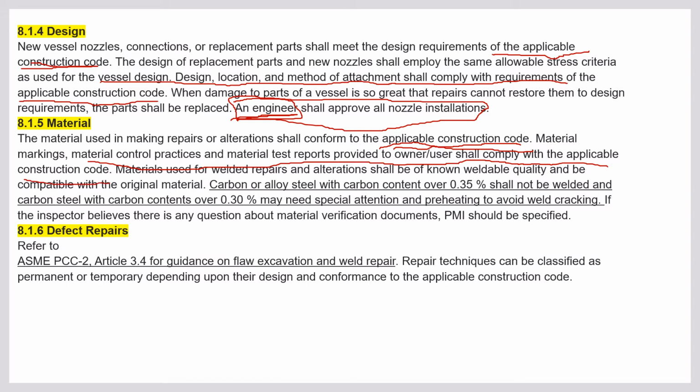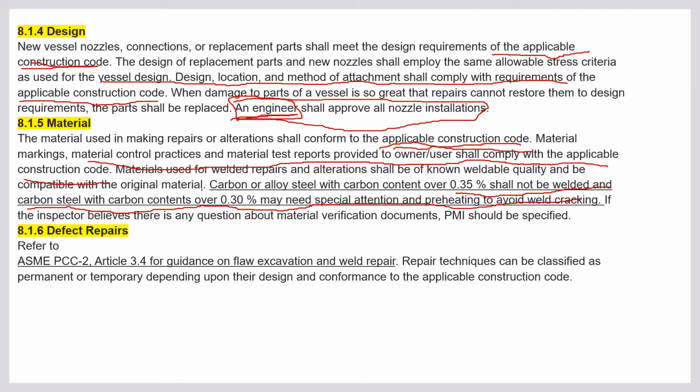Okay. Material used for welded repair and alterations shall be of known weldability quality and compatible with the original materials. Carbon alloy steel with carbon content over 0.35% shall not be welded, and carbon steel with carbon content over 0.3% may need special attention for preheating to avoid weld cracking. Okay.